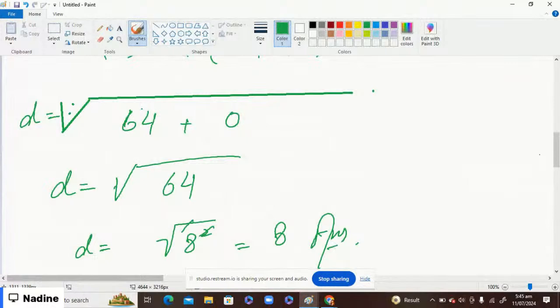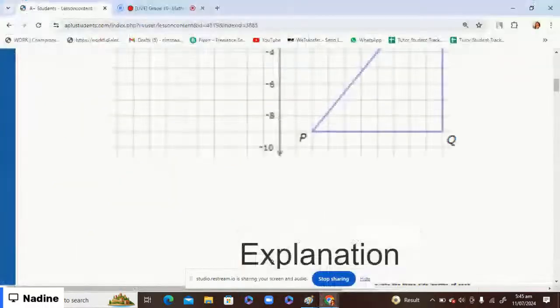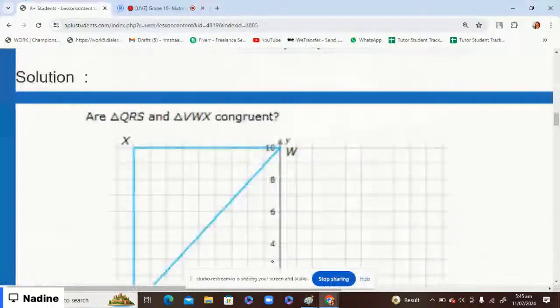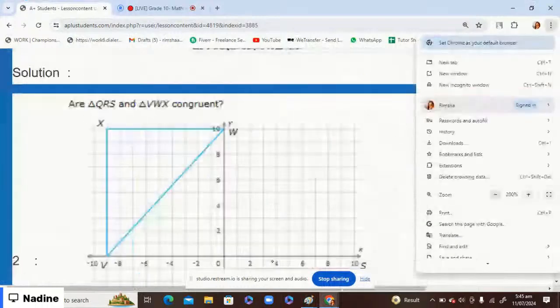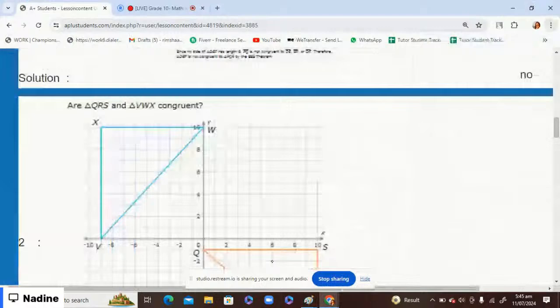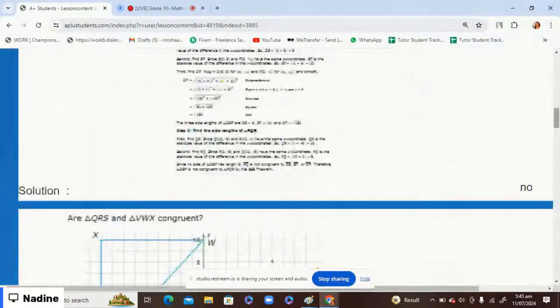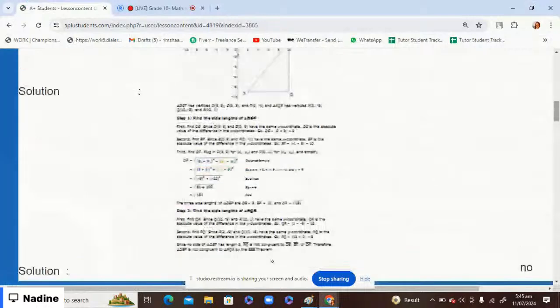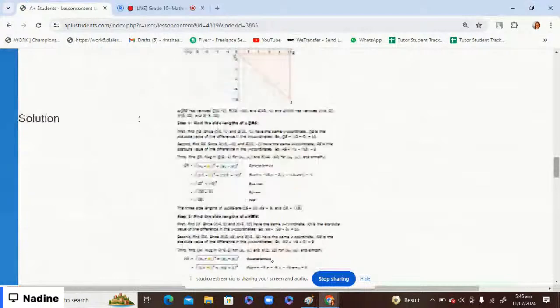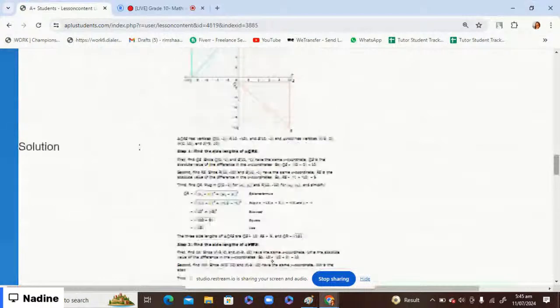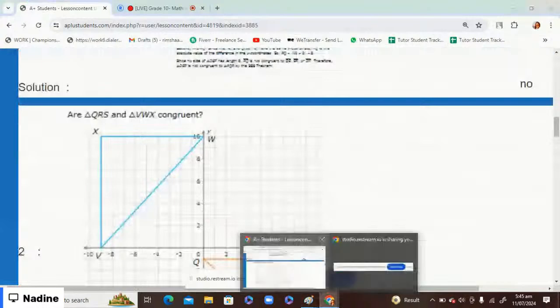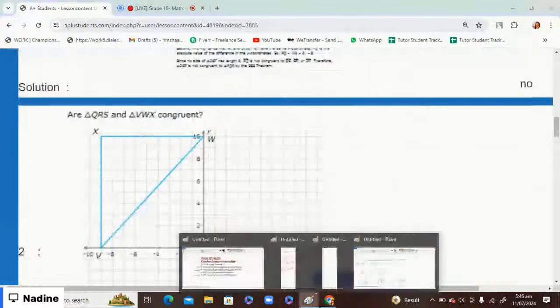Okay, now let's do the next. Here is the next question. Let me just make it small. So you are just going to check this side and the other side as well, and then compare: are both sides equal? If not, then you say no, it's not, if the answers are not the same. If their answers are the same, for example here you can solve this side.